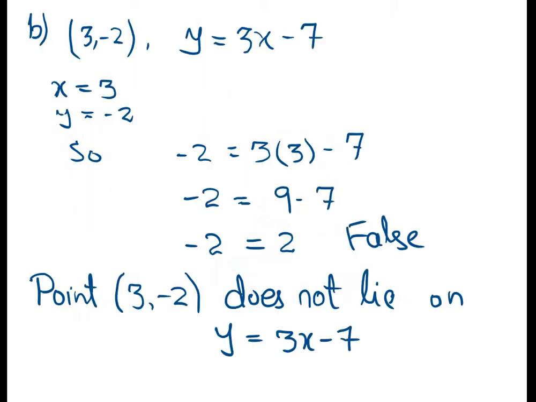The next question is whether the point (3, -2) lies on this line or not. So we have x is 3, y is minus 2. We substitute those values, replacing y and x, and then simplify the calculations. Minus 2 as it is, 3 times 3 is 9, and that gives us minus 7. That gives us minus 2 is equal to 2. That is not true, it is false. It means that point does not lie on this equation.